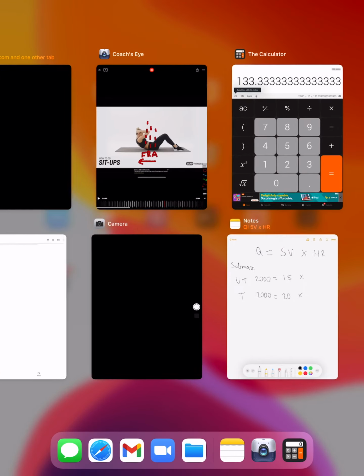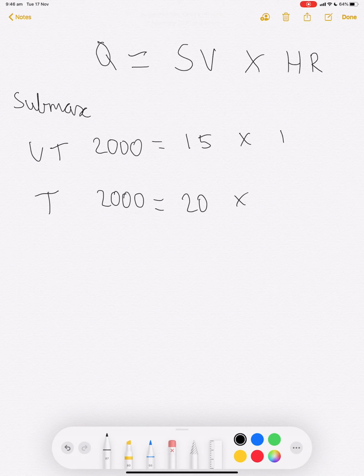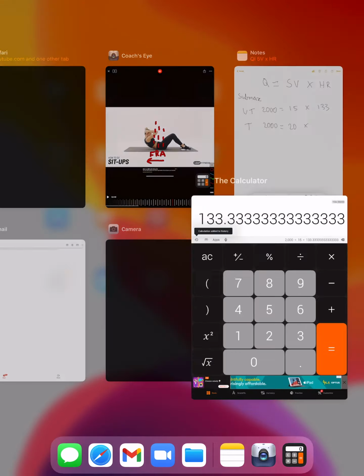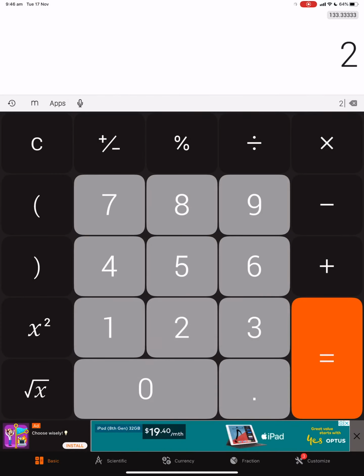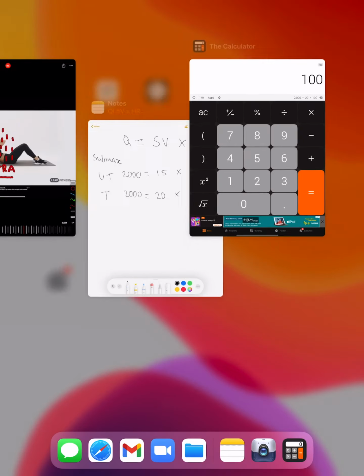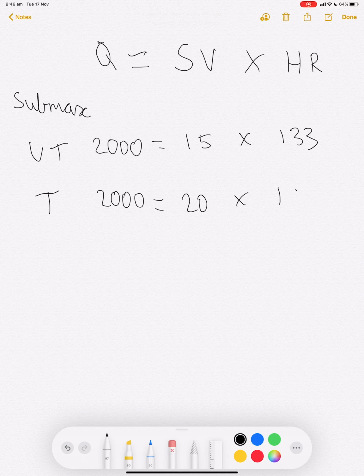133 beats, compared to the trained individual, 2,000 divided by, say, 20, because they have a higher stroke volume, 100 beats. All right. So all we need to say is that at a submaximal workload, the untrained athlete has a higher heart rate because they have a lower stroke volume, or vice versa. At submax workload, the trained athlete has a lower heart rate because they have a higher stroke volume, but they have the same cardiac output.